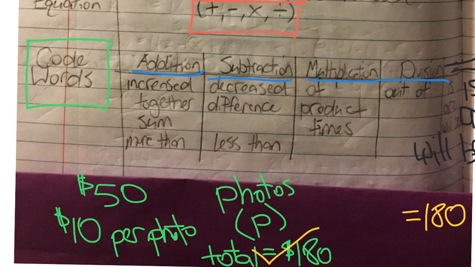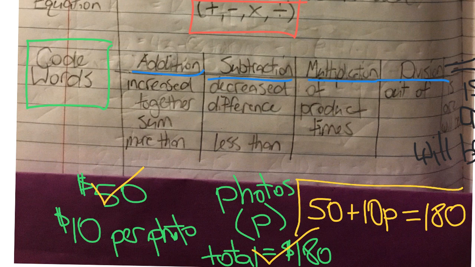This one would be $50 when I walk in the door. That is not times by anything. I just have to pay that when I come in no matter what. So $50 is a loan. And then I'm going to have to add how many photos I buy. But it's not just P for photos. It's $10 per photo. So it would be $10 per photo, which is 10 times P.